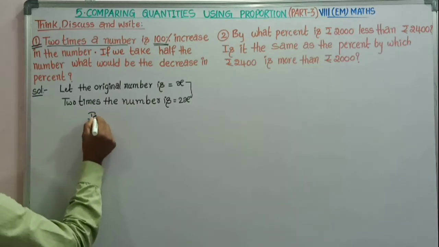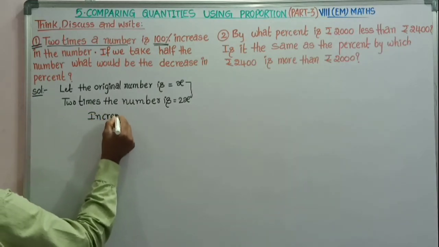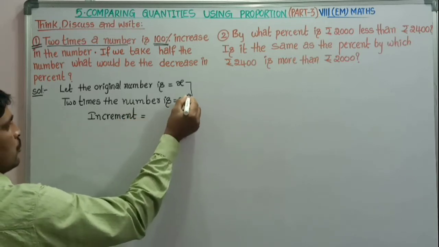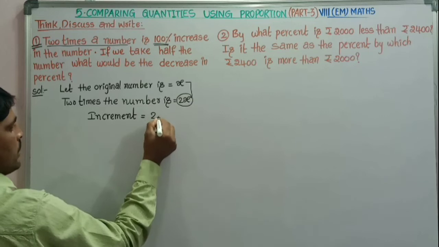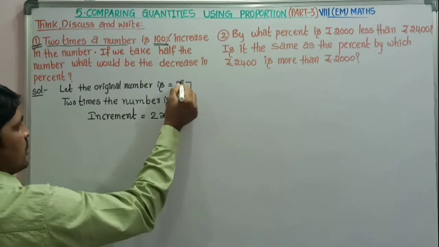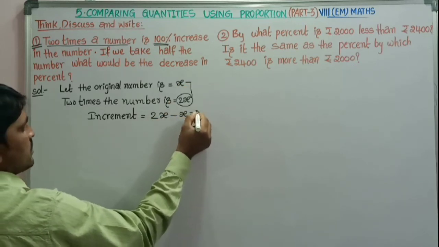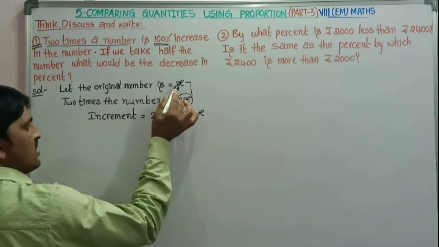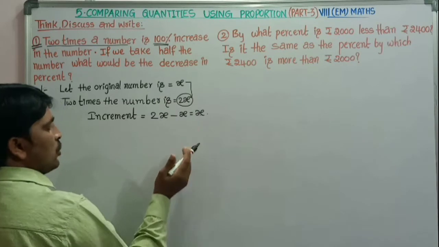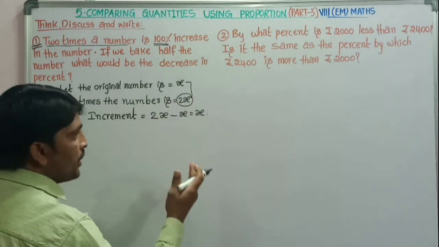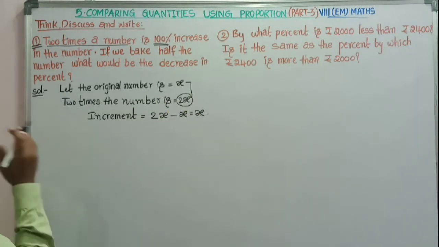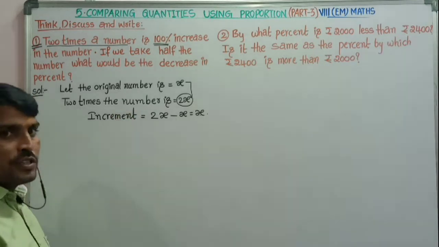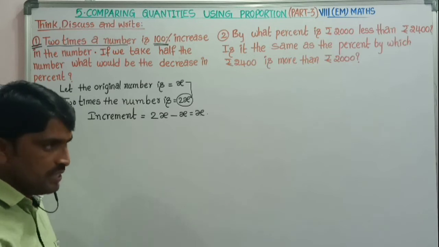That is, the increment in the number is equal to the increased number 2x minus the original number x. Yes, it is equal to x. The original number is x and the increment is x. So the increase is 100% in the number. And also, increment or decrement are often expressed as a percentage of the original quantity.